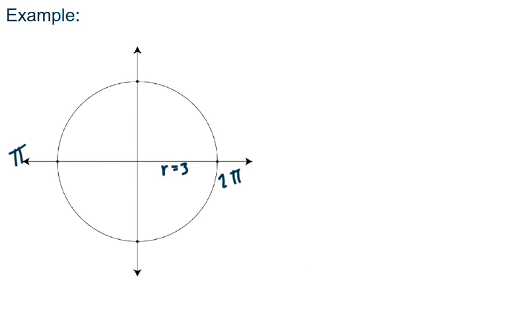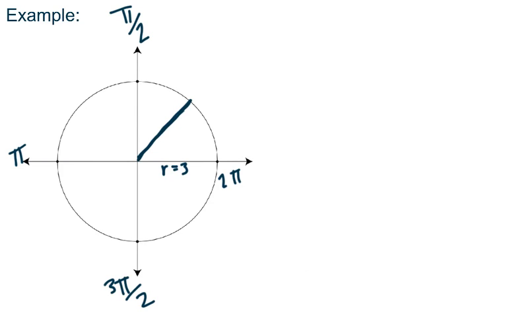So if this is pi, if I stop at 90 degrees here, that's just going to be pi over 2. And then this last quadrantal angle, I'm going to call it 3 pi over 2. Because this is 1 pi over 2, this is 2 pi over 2, and this will be 3 pi over 2.